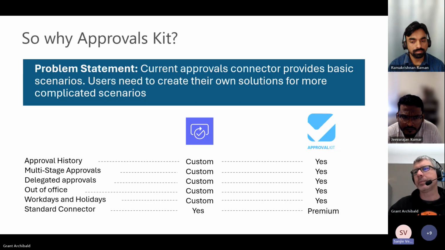So sorry, Grant, to interject over there. When you say, so each approval, like let's say you're my manager and Jeeva's your manager, so your approval is going to be a line item as opposed to a column. Am I right?